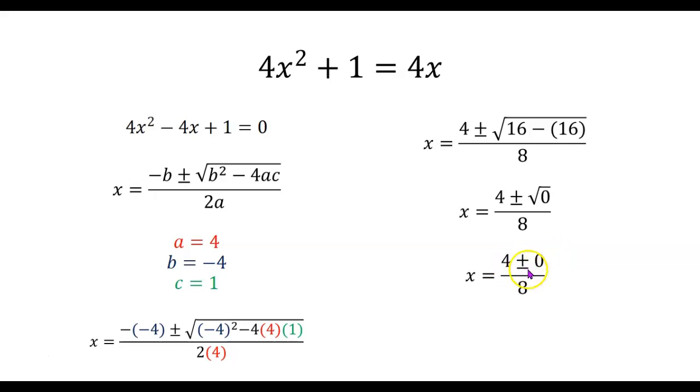And this time, instead of getting two different solutions, we just get 4 plus 0 would be 4 over 8, and 4 minus 0 would also be 4 over 8. So this time there's really only one solution, and that's where x is 4 over 8, which in lowest terms would be 1/2. So usually we get two different solutions, but this time we only got one solution. There's only one number that we can put in for x and have this equation be true, and that's the number 1/2.